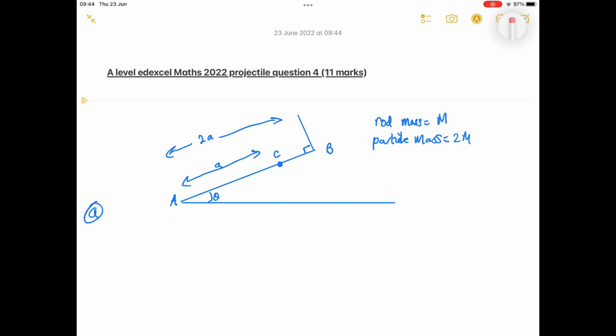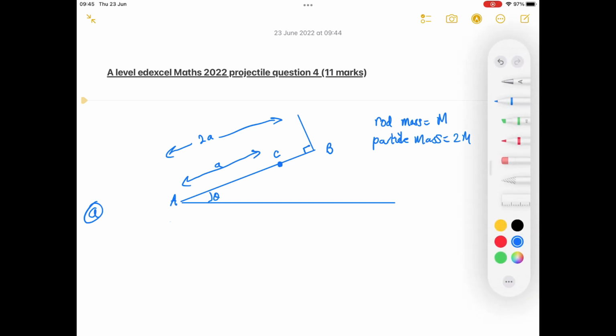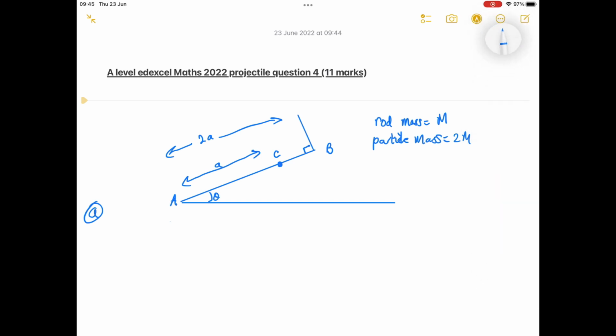This question is question 4, 11 marks, with a rod being held by a string at point B. So the mass of the rod is m, and the particle mass is 2m, which is, I wrote it wrong, 1.5A away from A.